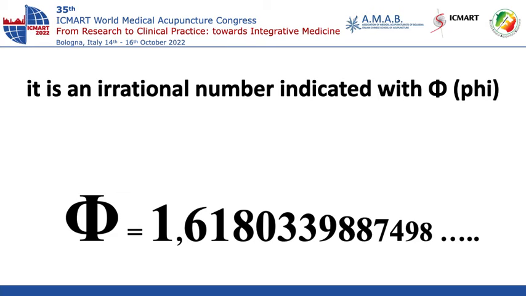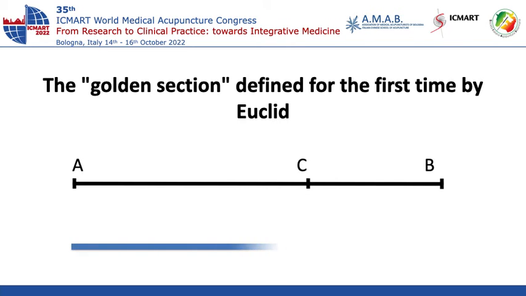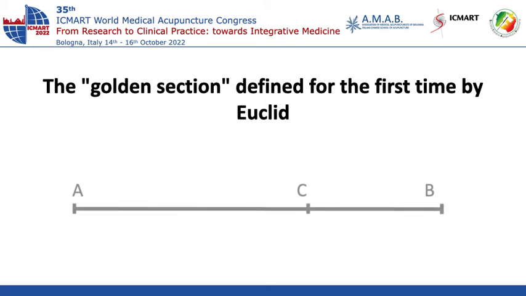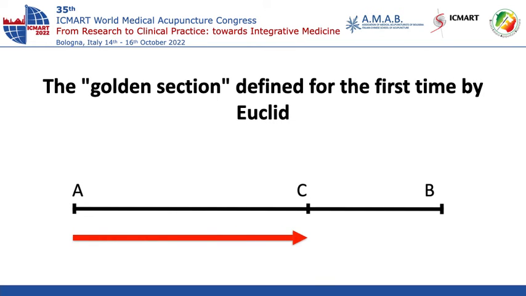The first definition of this number was made by Euclid in the 5th century before Christ. Euclid established that it can be said that a straight line is divided according to the golden proportion when the entire line AB is related to the greatest part AC, as well as the greatest part AC is related to the smaller part CD. And we can find examples of golden proportion everywhere in nature.